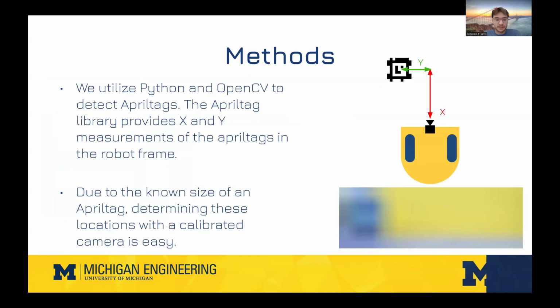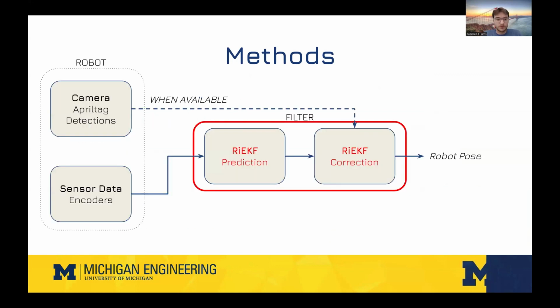So for the AprilTag detections, the way that this works is we have a camera mounted on the MBot, and by using OpenCV and Python with an open source AprilTag library, we can easily provide the X and Y coordinates of the AprilTag in the MBot frame. And since the AprilTag size is known, if we have a calibrated camera on the robot, this is done very easily, basically right out of the box, and takes very little setup and was very easy to implement. So moving on, we'll talk with Camille to learn more about the right invariant extended Kalman filter.